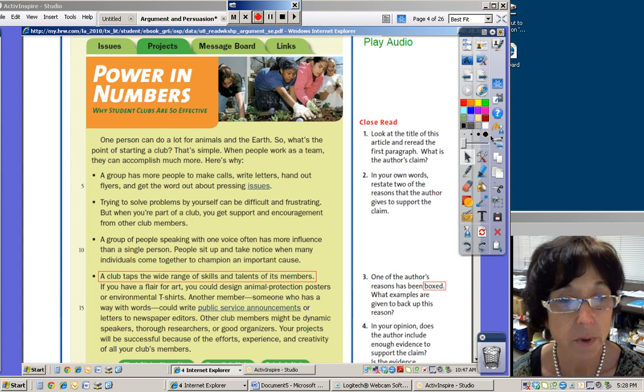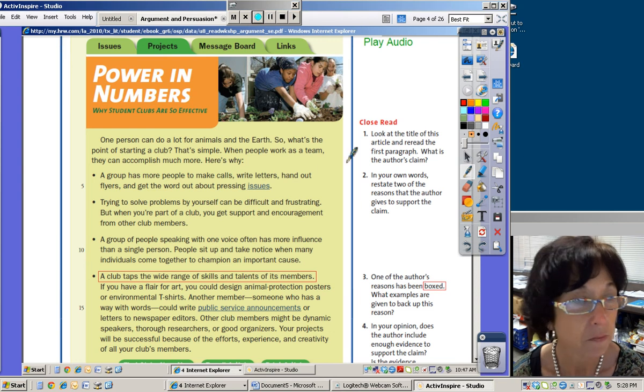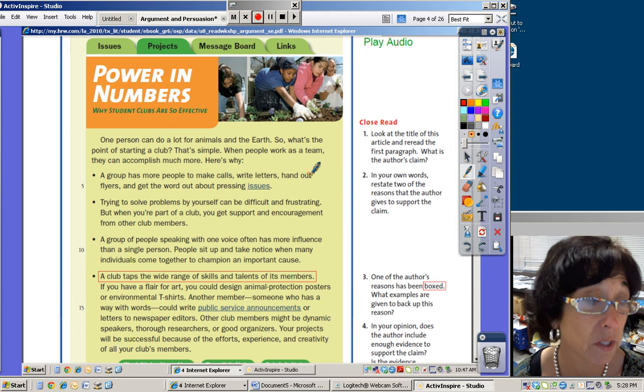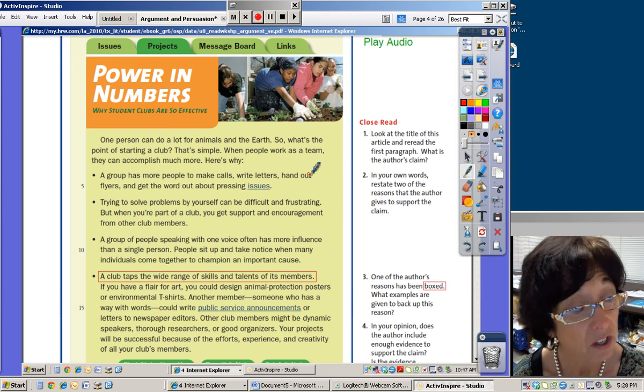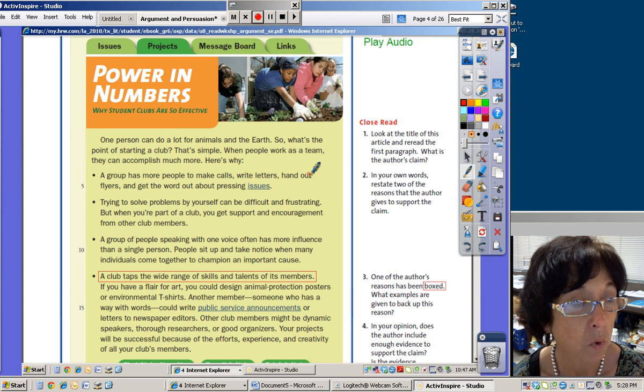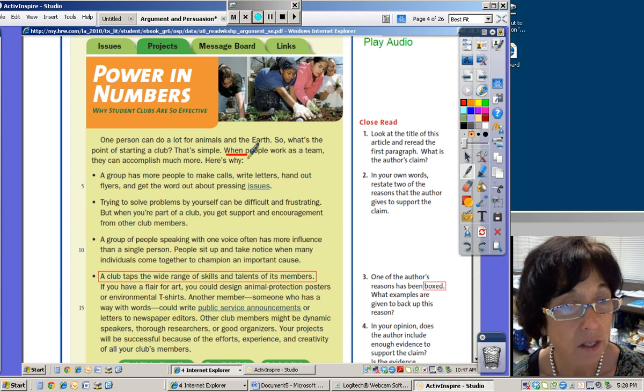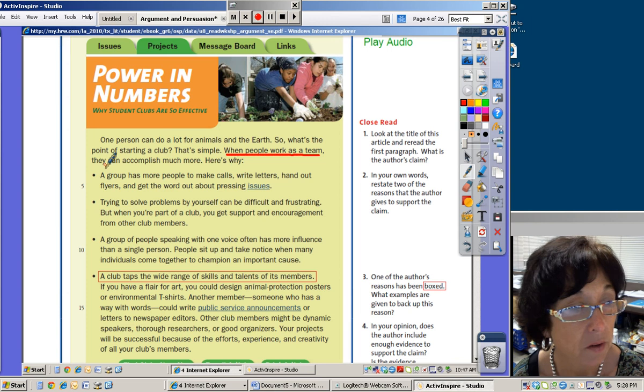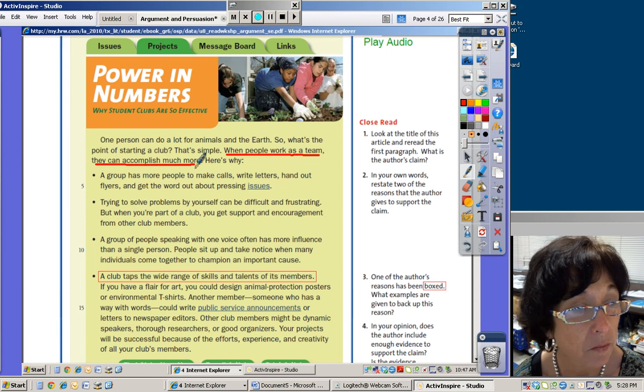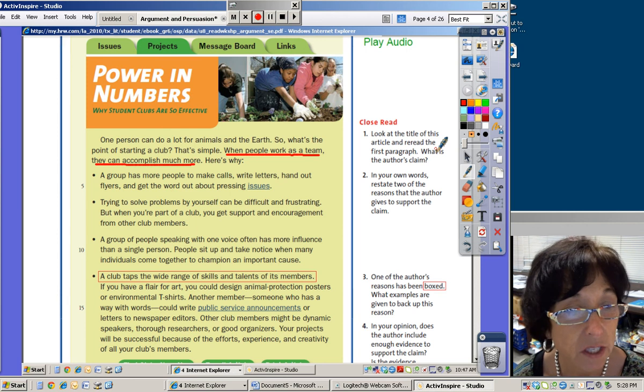All right, so let's look at the first paragraph. The first paragraph says, one person can do a lot for animals and the earth. So what's the point of starting a club? Well, that's simple. When people work as a team, they can accomplish much more. Here's why. So I'm going to say that this right here is the author's claim, that they can accomplish much more when they work as a team. That would tie into power in numbers and why are clubs so effective? All right, and the next question is, in your own words, restate 2 of the reasons that the author gives to support the claim. Okay, so what are the reasons?